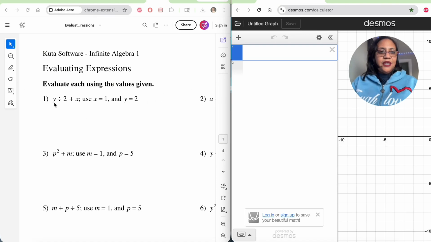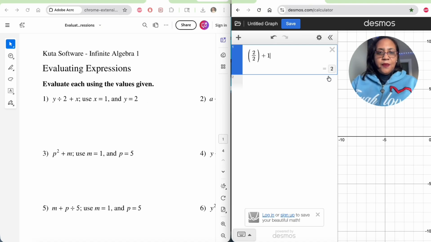So you see here it says y divided by 2 plus x. Now you have to be careful. What does y equal to? And x is equal to 1. So I have to put in parentheses 2 divided by, use a slash, by 2. And then I have to go outside the parentheses and press plus 1 because x is equal to 1. And you see it automatically gives you the answer.